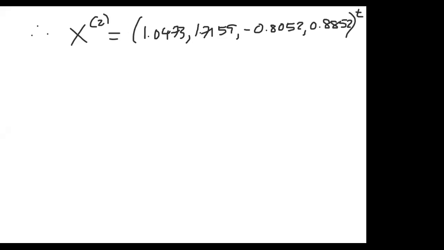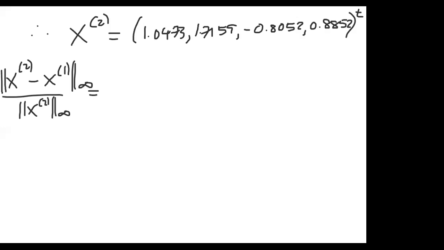After getting the second approximation, or after doing the second iteration, I need to test the stopping criterion that has been given in the question. So again, I will do the infinite norm over x2 minus x1, divided by the infinite norm of x2. Remember here we just need to find the maximum over x2 minus x1.